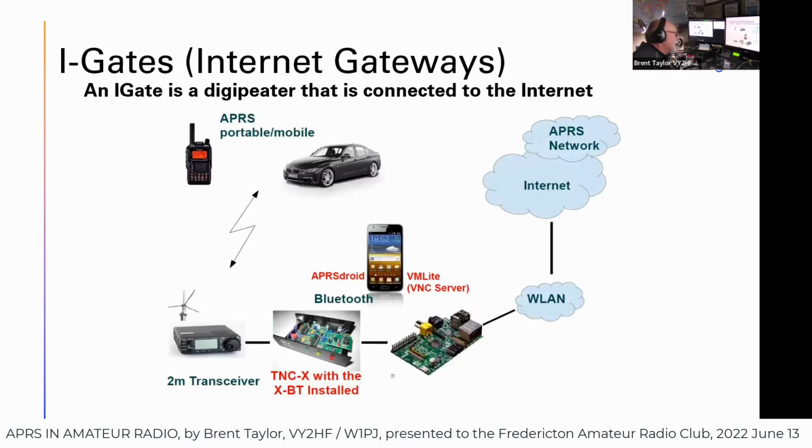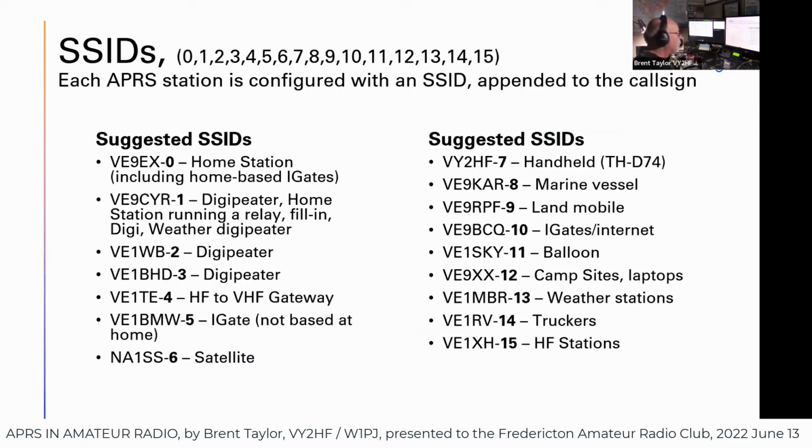Alrighty, so what is an I-gate? I've talked about that a few times. Basically, it's an internet linkage that's connected to the APRS system. So the APRS can be a handheld, it can be a vehicle, it'll go to a 2-meter land-based transceiver somewhere, and then it's connected through maybe a Raspberry Pi, as the case is here, through to a network, and then onto the internet to the APRS network, which is a worldwide clearinghouse of APRS traffic.